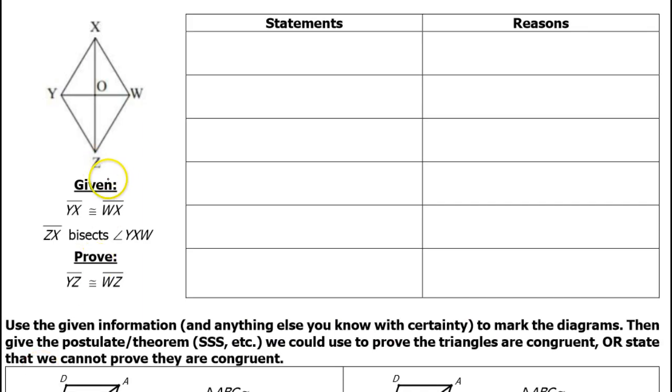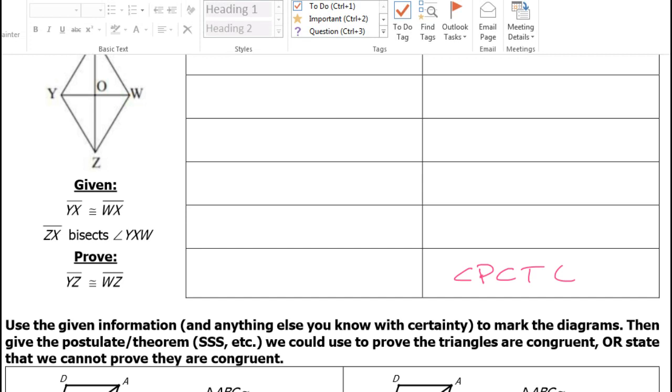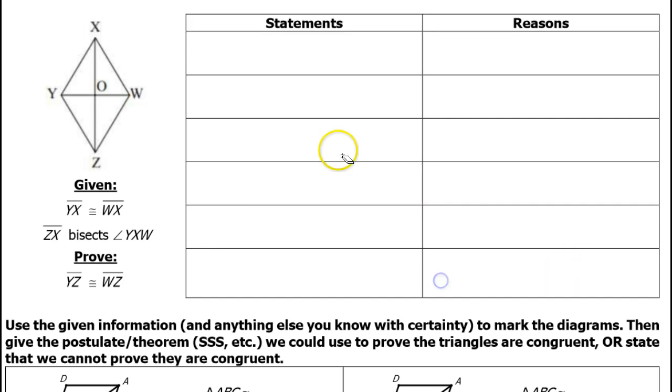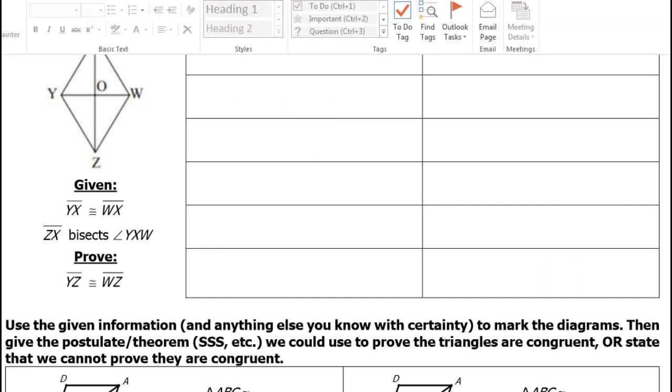All right, here comes the next proof. I'm noticing that this time we're not proving congruent triangles. We're proving specific segments are congruent. So I'm betting that in the end we're going to wind up using CPCTC. Corresponding parts of congruent triangles are congruent. That is my bet. But let's see how it goes.